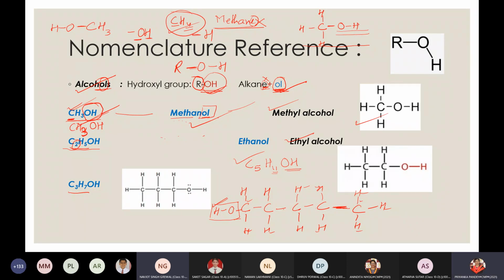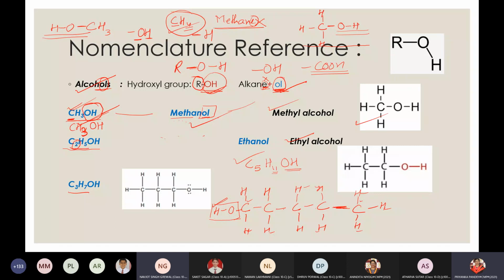Yes, Naman, please ask. Ma'am, do we have to show the bond between O and H? Yes, that is what I'm saying. It is very important in the board exam. If it is a carboxylic acid, you write COOH. But if it is being given for alcohols, it is not like this. You have to show C single bond O, single bond H.